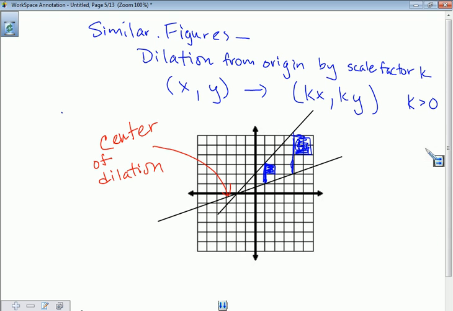Similar figures. Now, when we do similar figures, that's going to be our dilation. That's a non-rigid transformation. So the pre-image and the image don't look like the same shape. Excuse me. Same shape, different size. They are the same shape, different size. Okay, so here we'll consider the small one our pre-image, the large one our image.